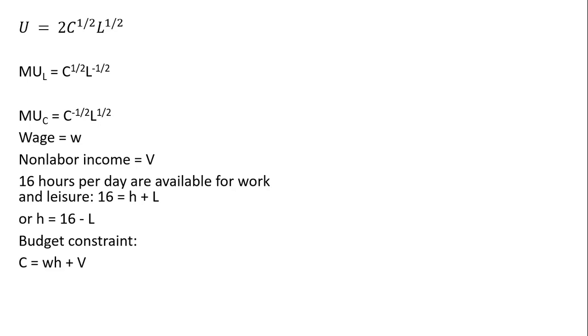If you wanted to construct the budget constraint, the amount of consumption that the consumer can afford, C, equals the wage times hours of work plus any non-labor income, V. And with 16 minus L, we're going to plug that in for H. We have the following.